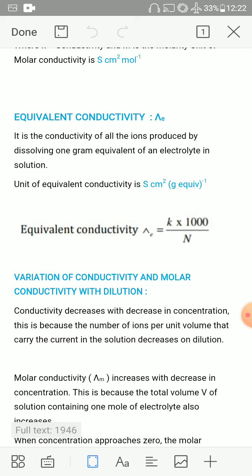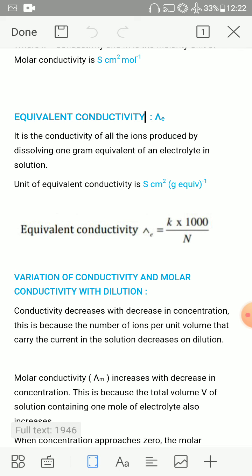The unit of equivalent conductivity is Siemens centimeter square per gram equivalent, that is Siemens centimeter square gram equivalent inverse. Okay, so you have to remember the definition of molar conductivity and equivalent conductivity, the units of molar conductivity and equivalent conductivity, and the formulas of molar conductivity and equivalent conductivity. Okay, and all these types of conductivity depend on the number of ions present in the solution.